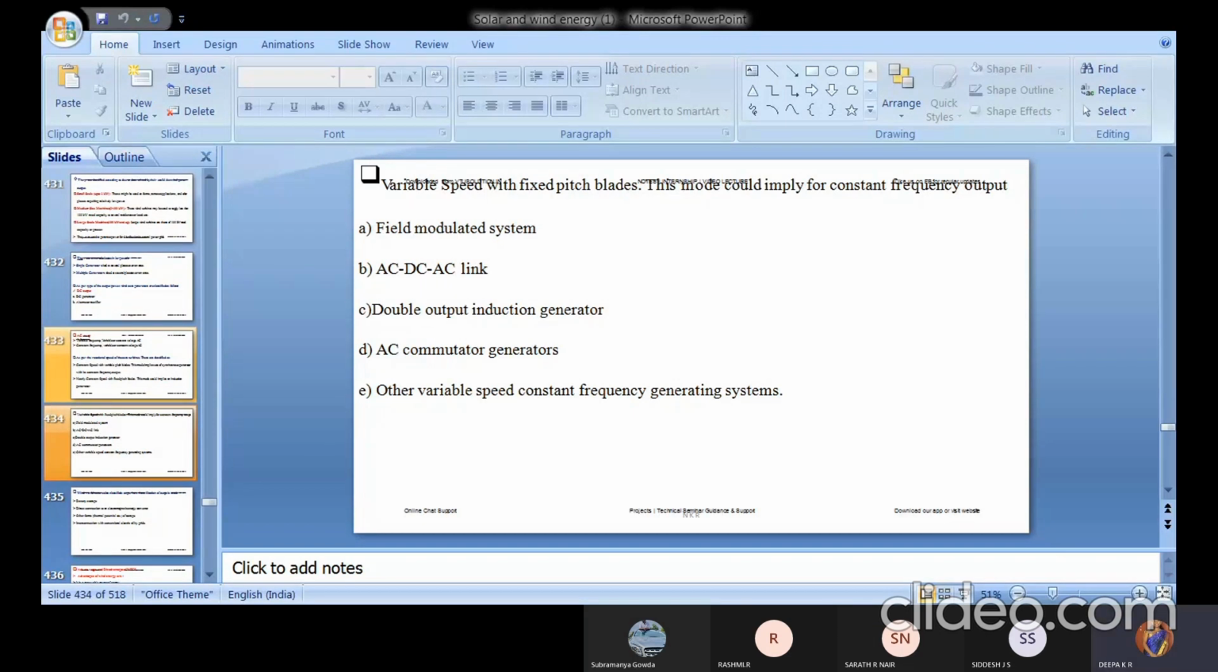So any doubts in the advantages and disadvantages? Once again, go through this, guys. I will just give 1 minute to read the slide. Go through it once and mark it as a very important question.